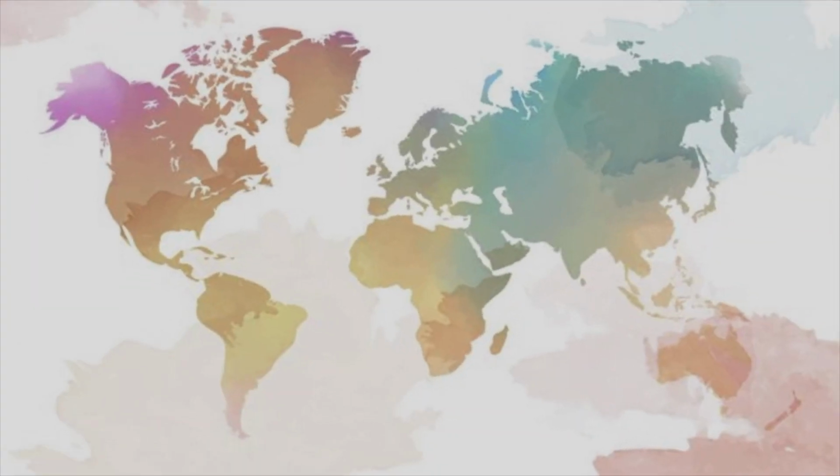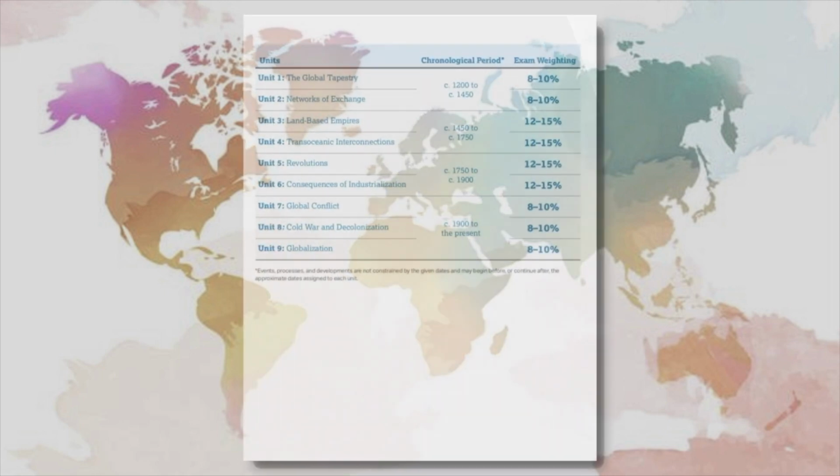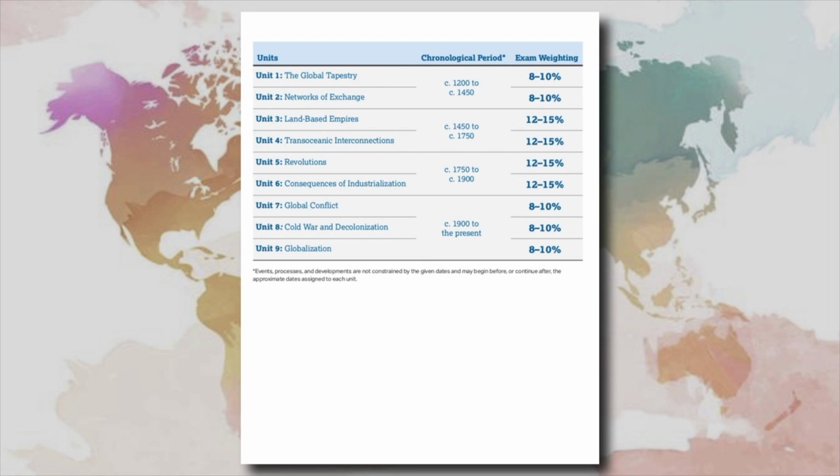Okay, so what's the process for using the CED to plan your units of instruction? Well, page 18 of the CED has a very useful chart to help us. We see all 9 units of study, the chronological time periods, plus the percentage each unit is weighted on the AP exam. This will allow us to plan a reasonable completion date for each unit or each chronological time period if that's how you choose to teach the course.